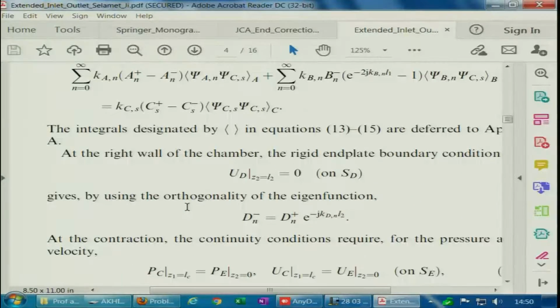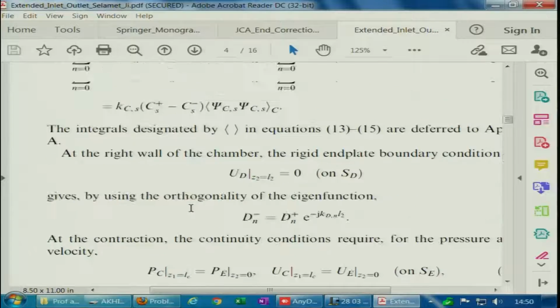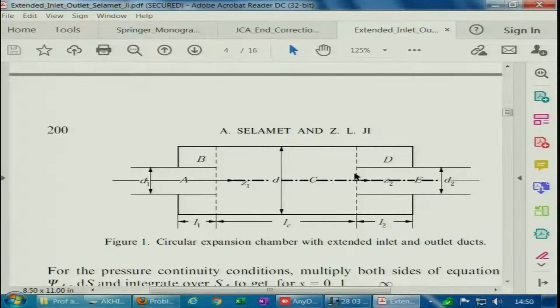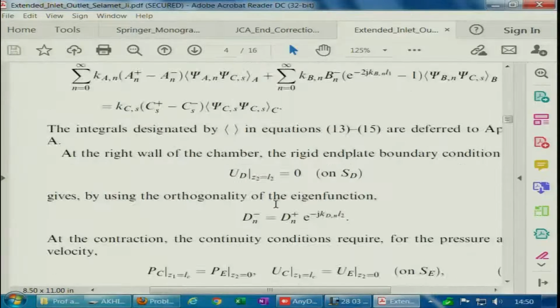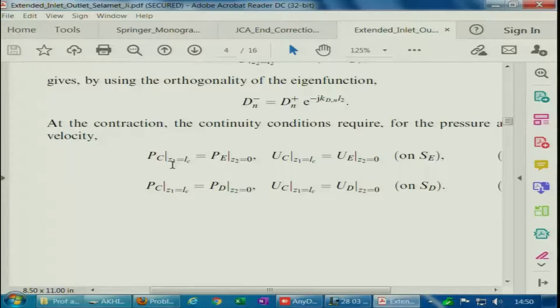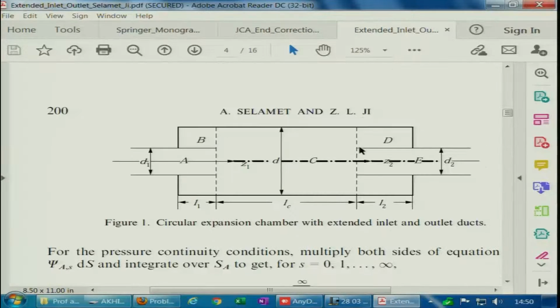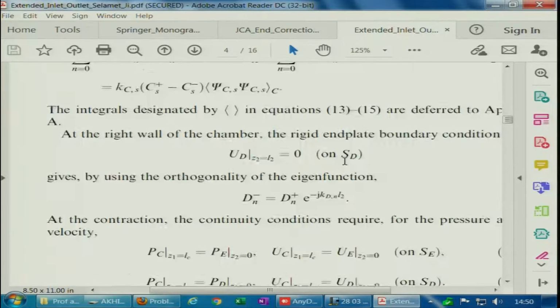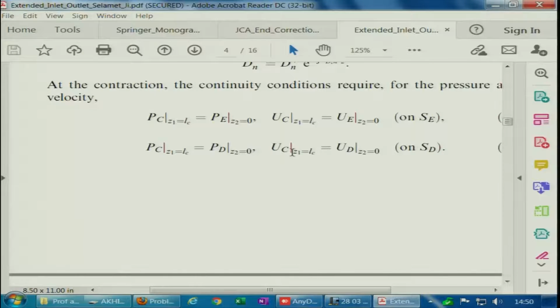Similar conditions will be set for the outlet. Where is the outlet? The outlet is this part. So, the pressure here in the chamber is equal to the pressure here, and the pressure here is equal to the pressure right in the chamber D. That is how they set P c at Z1 equal to L c is equal to P e at Z2 equal to 0. So, they have translated the coordinate system. For this port, the coordinate system is defined in the new coordinate system, Z2 equal to 0, and Z2 equal to 0 here for the annular cavity as well, and Z2 equal to L2 at the outlet port.